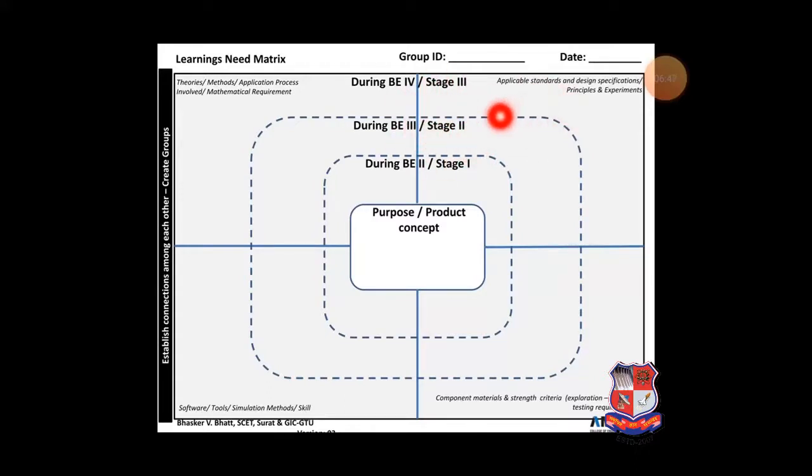Here you can observe that the first quadrant indicates the theory, method, application, and process involved in the mathematical requirement. So here is the related theory, whatever we learn in our semester or what we learned before in science, that we have to conclude here step by step. Then the application standards, the design specification principles and the experiments. So here we have to utilize our practical knowledge, whatever standard we are using for the particular things.